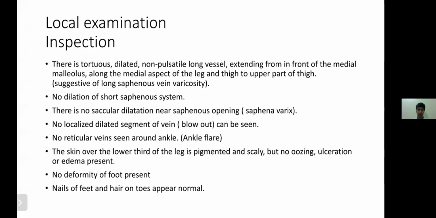The other terminologies used are, as discussed, lipodermatosclerosis, brawny edema, saphena varix, telangiectasia and ankle flare. We have already discussed all these things. There are a few other things we'll discuss as we go. The skin over the lower third of the leg is pigmented and scaly, but no oozing, ulceration, or edema present. So there is a specific name used for the lower third of the leg involvement in varicose veins. What is the region known as?